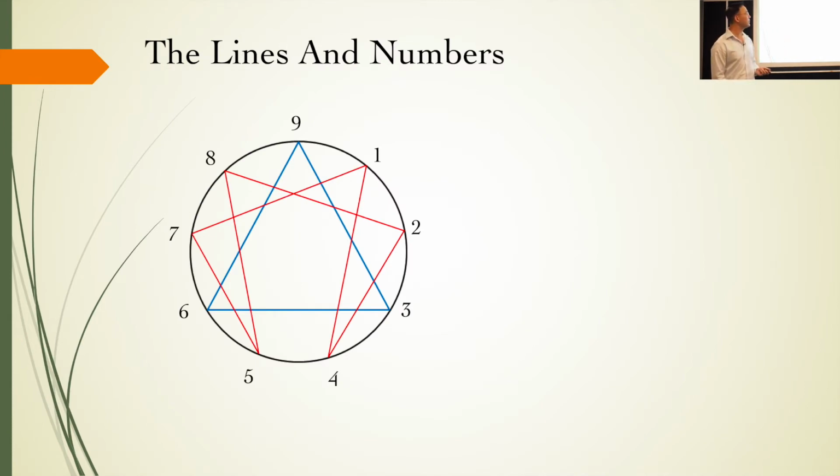So what do lines and numbers mean? Let's put some numbers on the Enneagram. What you have here is a triangle, 3, 6, 9. And you've got 1, 4, 2, 8, 5, 7, all linked together. I want to tell you something quite interesting. If you've got your phone, just take out your calculator. Okay, everyone has a phone. Type on your calculator 1 divided by 7.